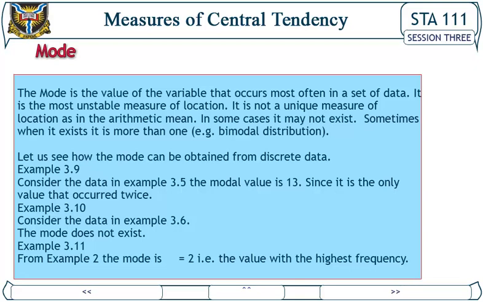Example 3.9. Consider the data in example 3.5. The modal value is 13, since it is the only value that occurred twice. Example 3.10. Consider the data in example 3.6. The mode does not exist. Example 3.11. From example 2, the mode is 2, that is, the value with the highest frequency.